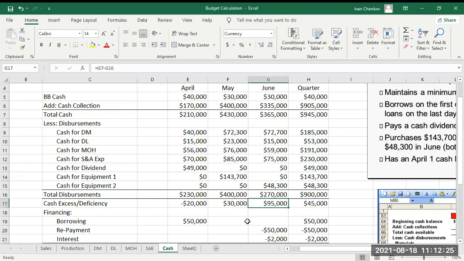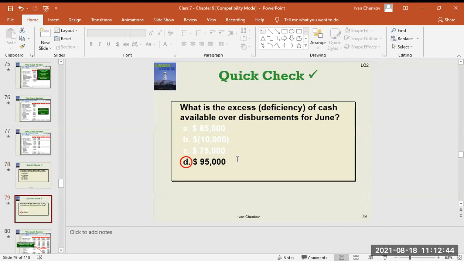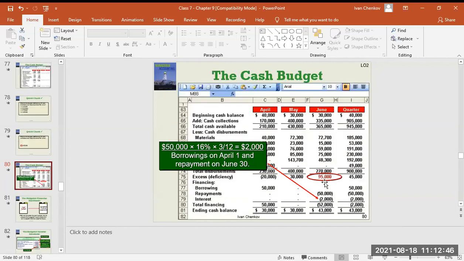So in that case, the excess in June is $95,000. Let's see if that's the correct answer. And we have 95 as a possible answer. Let's mark that one. D, and D is the correct answer. How we get it? 95,000.